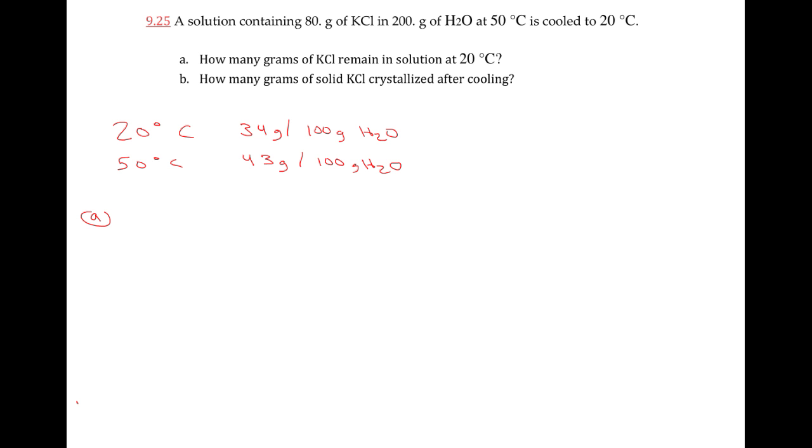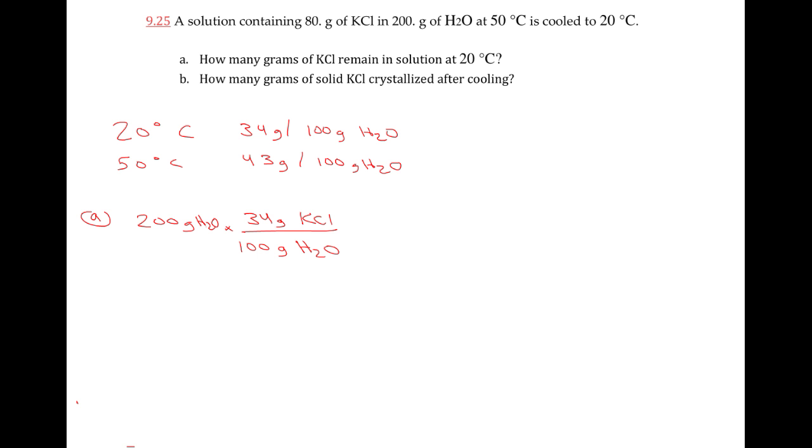So at 20 degrees Celsius, when I cool my potassium chloride solution down to 20 degrees Celsius, I know that I can have 34 grams of potassium chloride dissolved in 100 grams of water. So if I have 200 grams of water at 20 degrees Celsius, I know that for every 100 grams of water, I should have, I'll just fix that. So there. For every 100 grams of water at 20 degrees Celsius, I'll have 34 grams of potassium chloride dissolved. So I'll just put 34 grams of KCl.